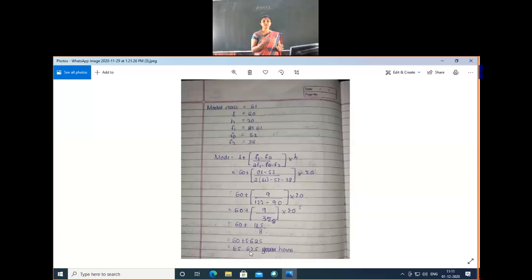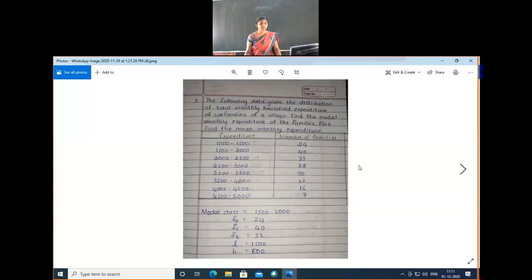Here the answer is 65.625. Just verify this answer with your answer. 65.625. Got the idea of this problem, the second problem? Now we'll discuss the third problem.